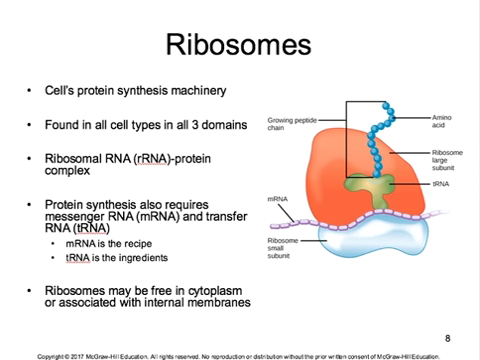And protein synthesis also requires other types of RNA. It requires something called a messenger RNA and a transfer RNA. And the way I like to think about this is your messenger RNA is the recipe for the protein, and tRNA carries the amino acids, or the ingredients, to the ribosome to make that protein. Ribosomes can be found free in the cytoplasm, and they can also be associated with internal membranes like the endoplasmic reticulum, which we will discuss shortly.